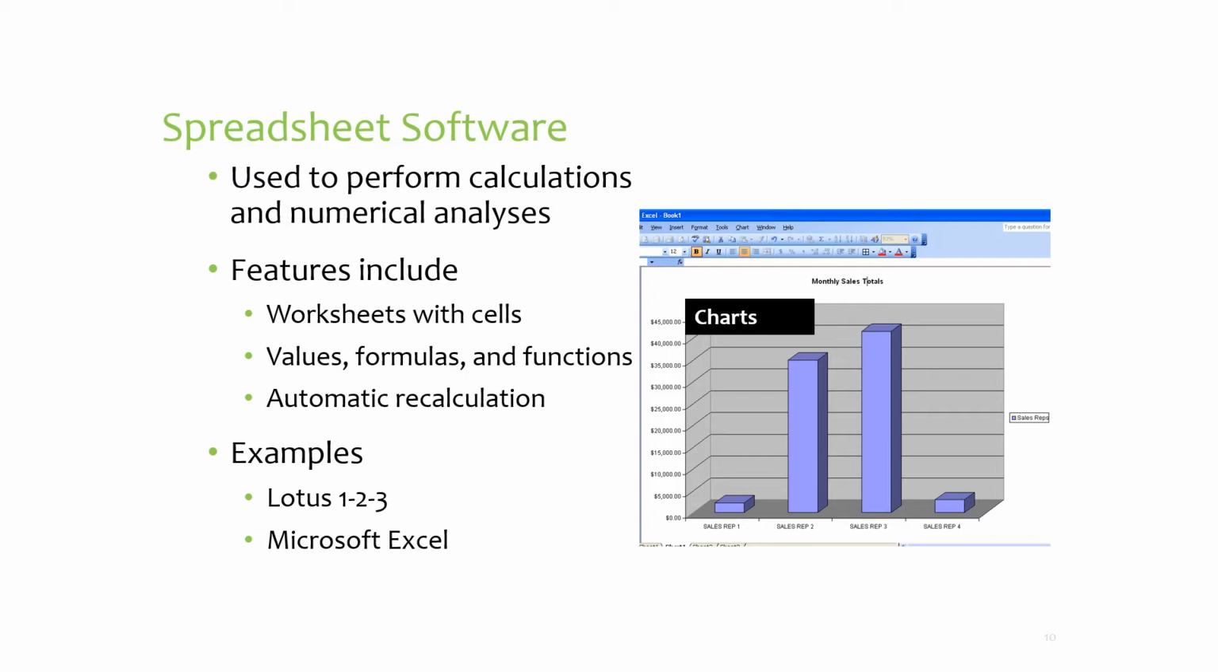The primary benefit of spreadsheet software is its ability to recalculate all functions and formulas in the spreadsheet automatically when assumptions are changed. Examples of spreadsheet software include Microsoft Excel and Lotus 1-2-3.